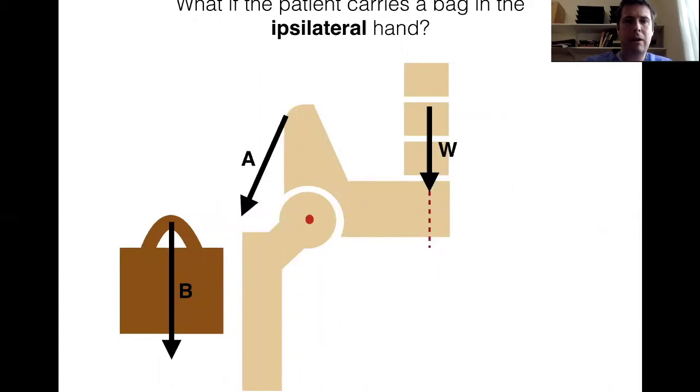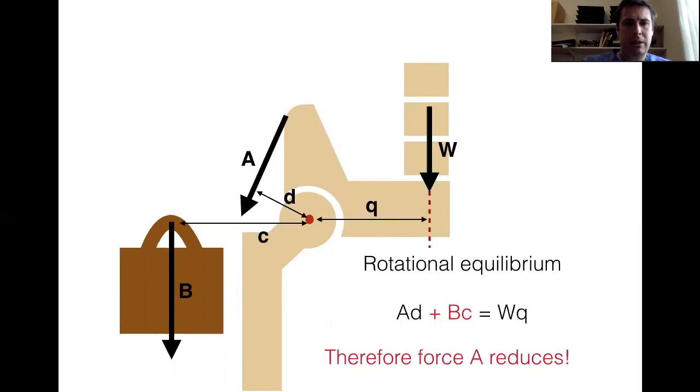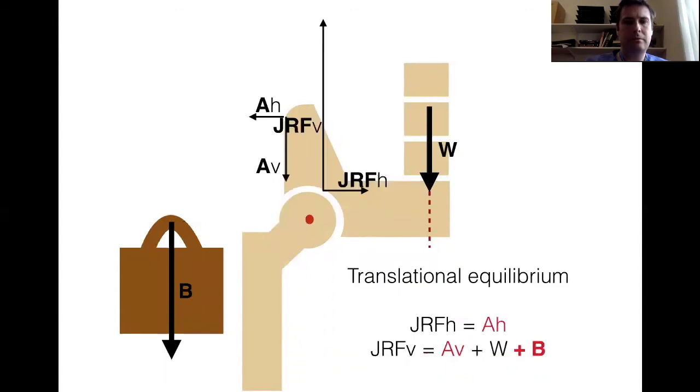Now let's consider a scenario where we ask the patient to carry a bag in their ipsilateral hand. So we've now added a downwardly directed force B. Again, the first step we do is we look at the moments around the hip joint. We have a new moment here calculated by B times C, and it's acting in a counterclockwise direction. So the counterclockwise moments are AD plus BC, and they must equal WQ to maintain rotational equilibrium. So actually with this scenario, by carrying a bag, you can actually reduce the force required by the abductor muscles. So force A actually reduces.